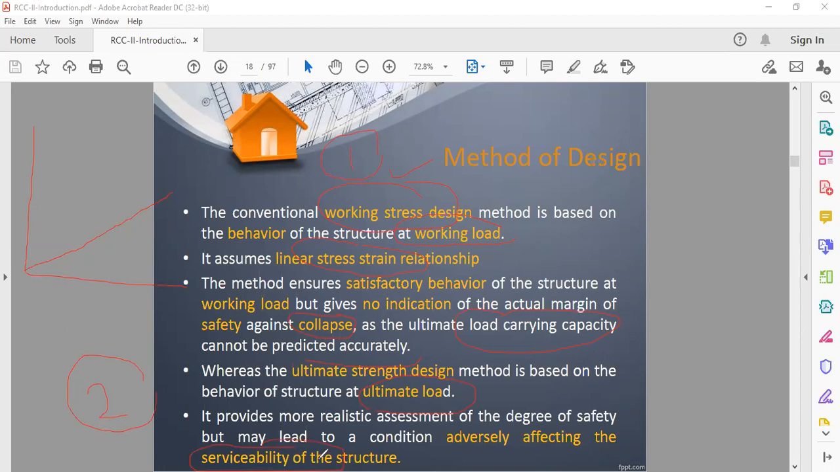So serviceability is certain things. Suppose a slab is there, and on the slab, if you're moving, you may feel that the slab may get collapsed. So what does that mean? It means that this serviceability part, whether that particular structure is serviceable or not, is to be taken care of.